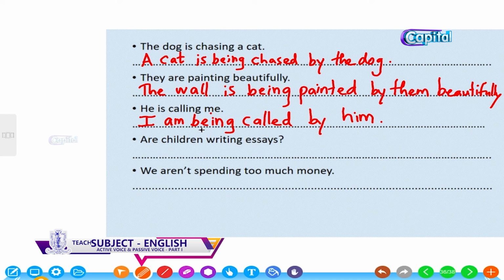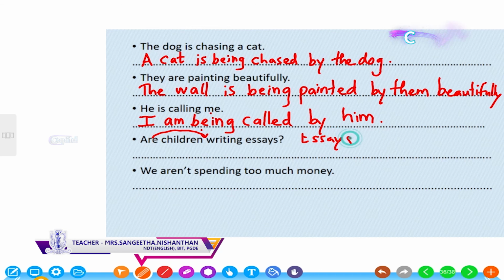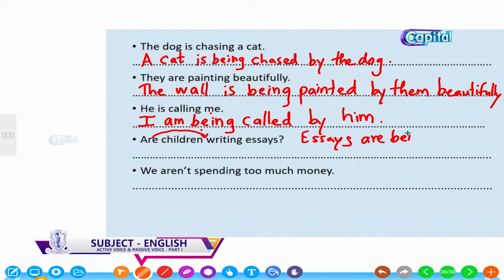Next one is a yes or no question. Are children writing essays? So, change it as statement word order. Children are writing essays. It is the statement. So, what are they writing? Essays. Plural and present continuous. Essays are being. The past participle of write is written by children. They are the doers.